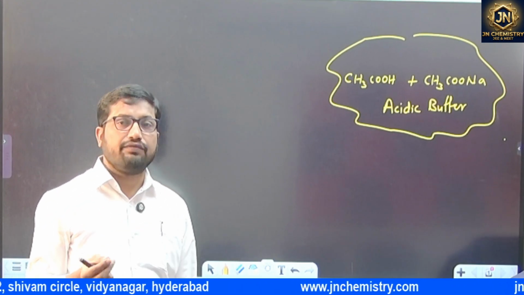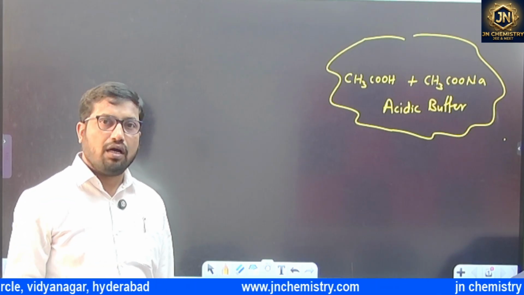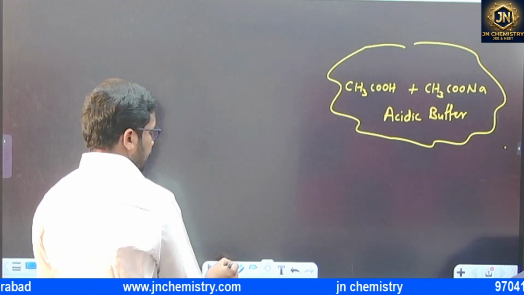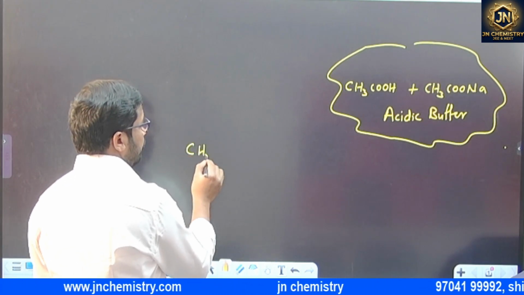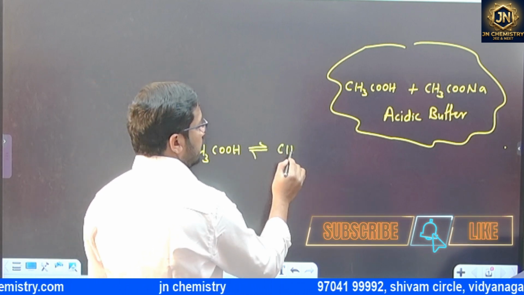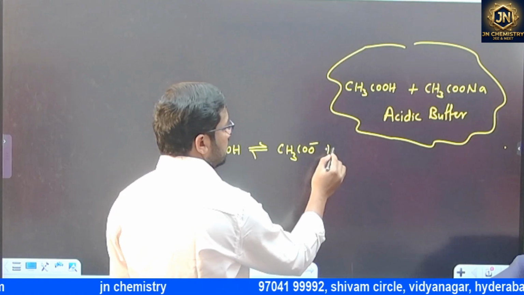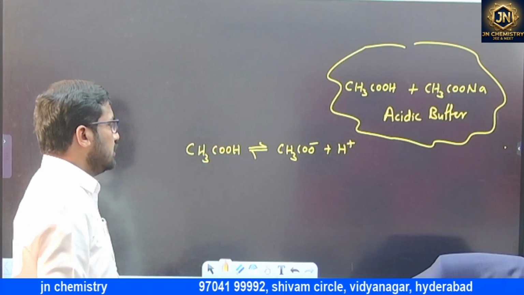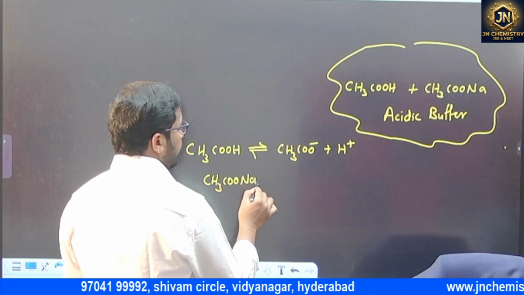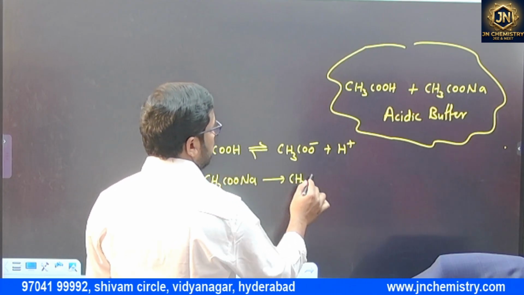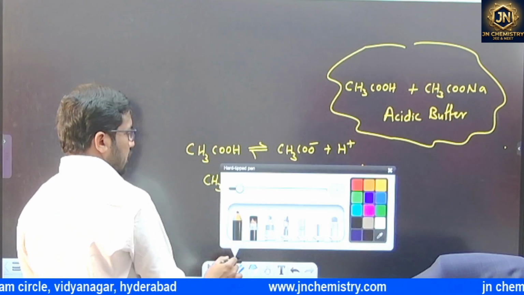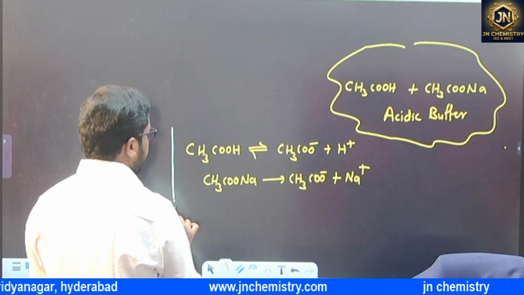What I'm trying to say is when we are adding some small amount of acid or base, there is no change in its pH. For example, the weak acid CH3COOH gives CH3COO minus and H plus, and CH3COONa gives rise to CH3COO minus and Na plus. Here we can say it's a common ion effect.